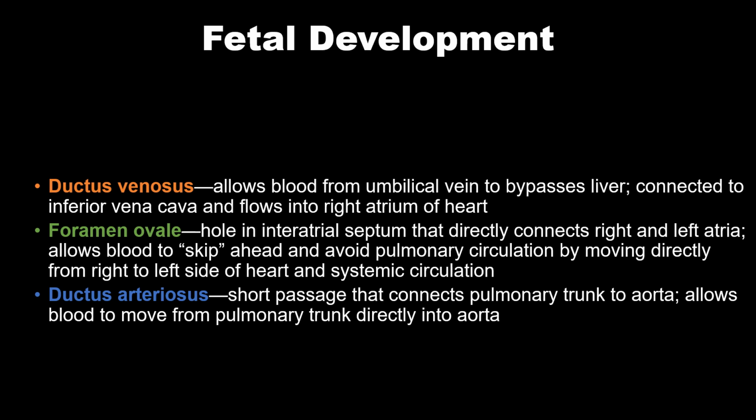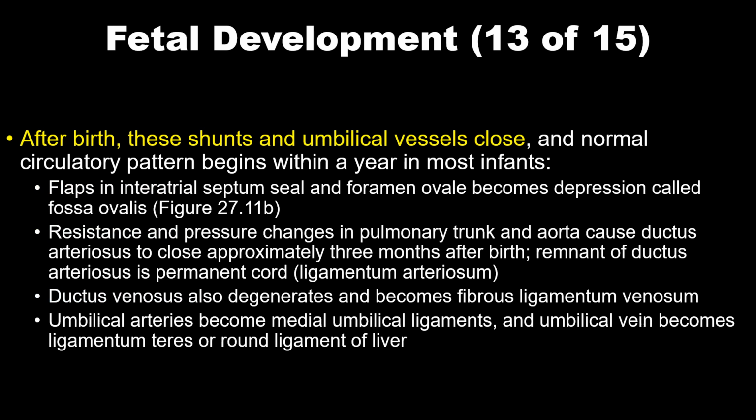So, for this reason, most blood from the umbilical vein bypasses the liver via the ductus venosus, which actually connects to the inferior vena cava and flows directly to the right atrium of the heart. And after birth, these shunts and umbilical vessels close, and the regular circulatory pattern begins.